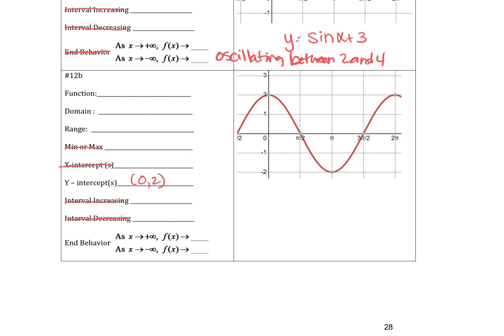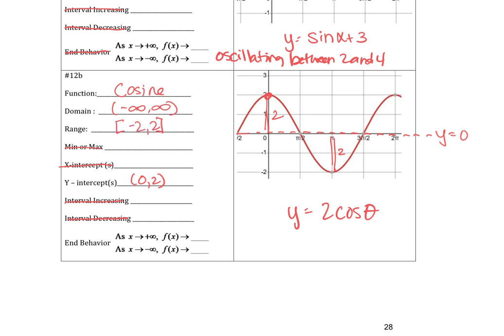So let's discuss this graph. When I look at this graph, I have a midline right here. It happens to be the x-axis, which is y equals 0. And it looks like I have an amplitude of 2 above and 2 below, and it's starting at its max, so that was cosine. So this is 2 cosine theta. This is a cosine function. The domain is negative infinity to infinity. My range, it looks like it's going between negative 2 and 2 with brackets.